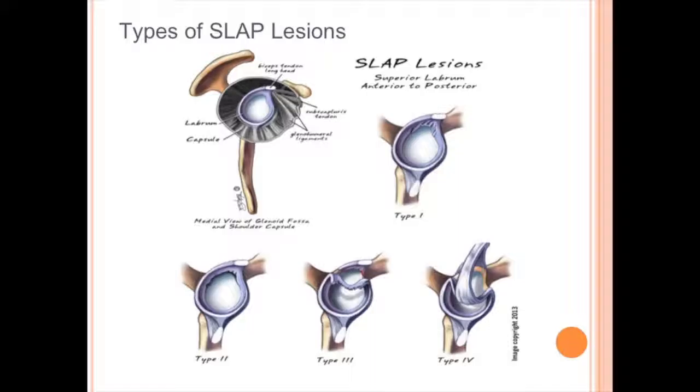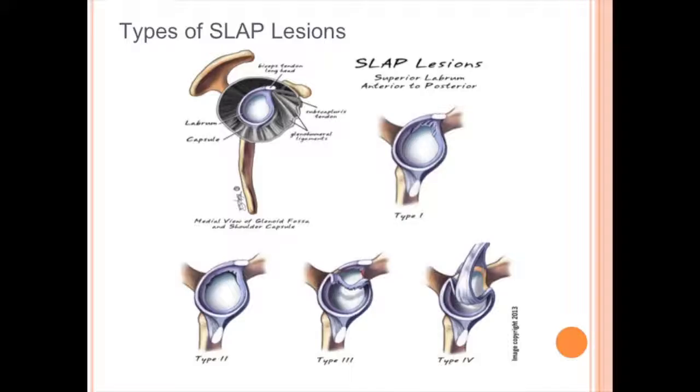The first one, type 1, that you can see on the top right, is fraying and degeneration of the edge of the superior labrum. This is not often repaired, but it's painful for the patient to horizontally abduct or externally rotate with their forearm pronated. Type 2, which is the most common, on the bottom left, is characterized by the detachment of the labrum and the biceps tendon anchor. It causes instability of the biceps labral anchor.